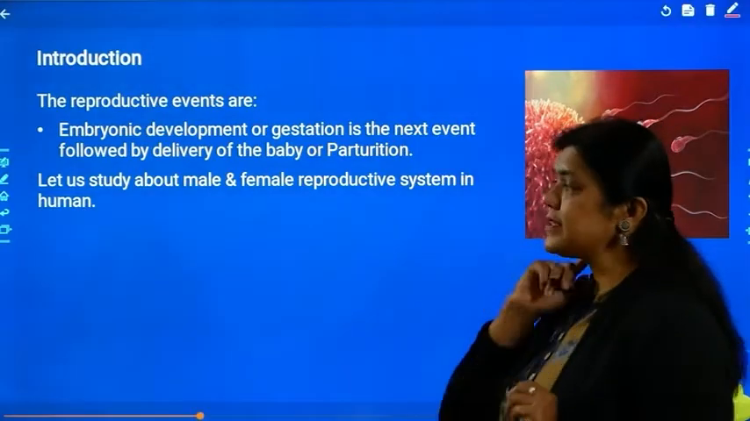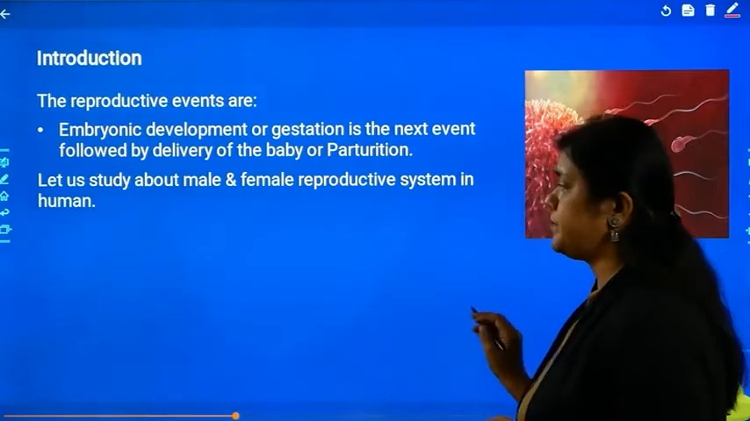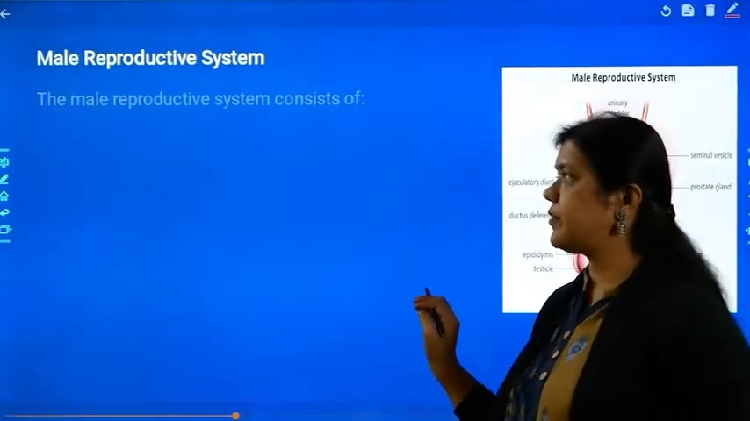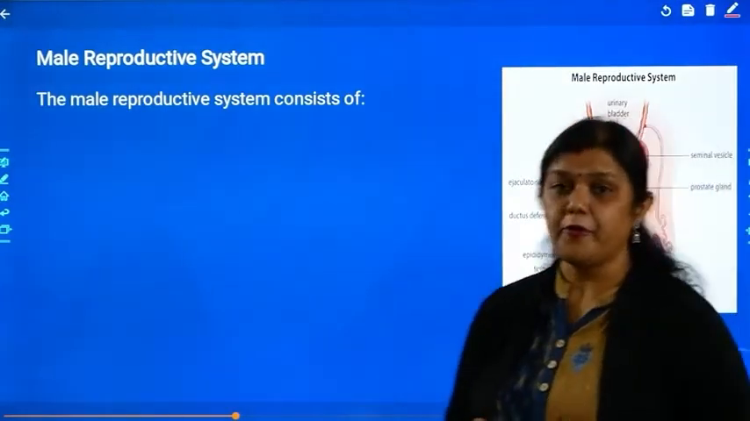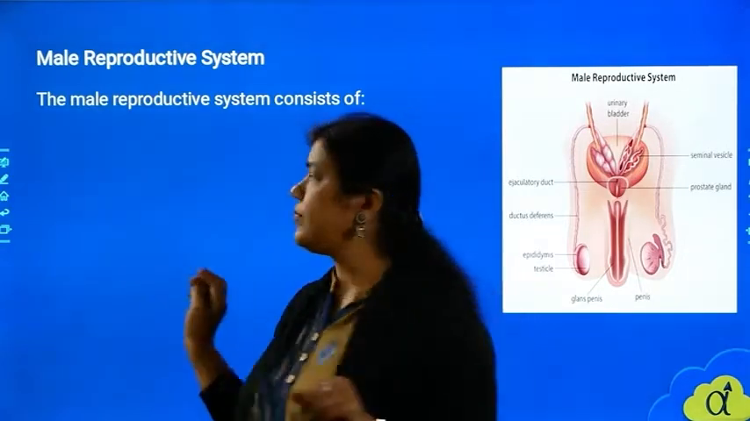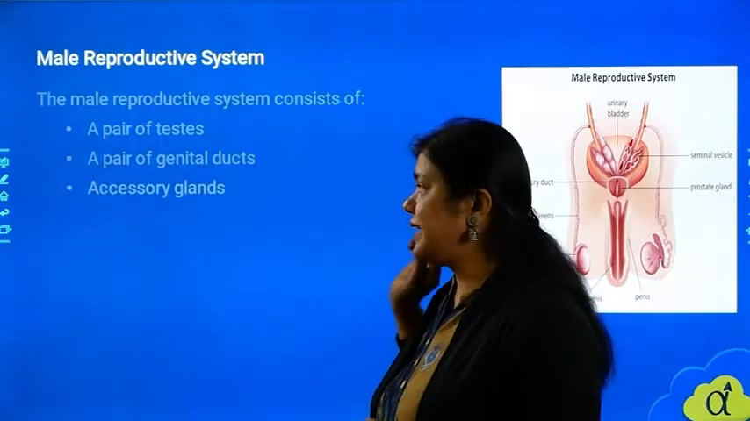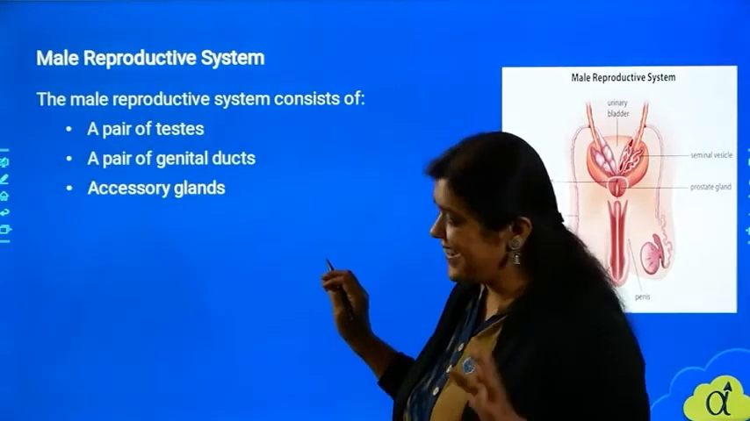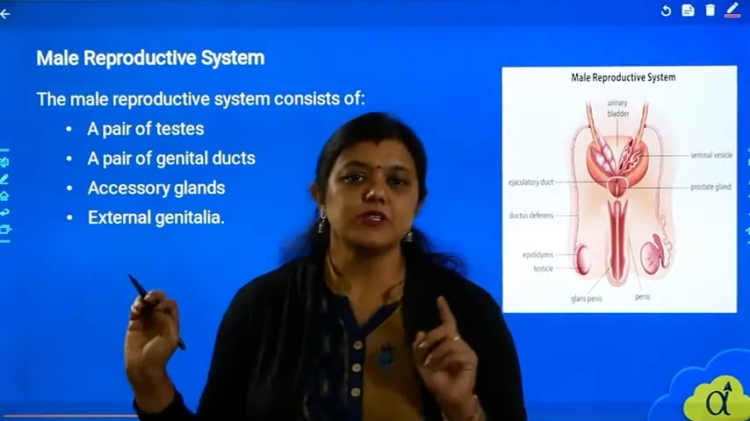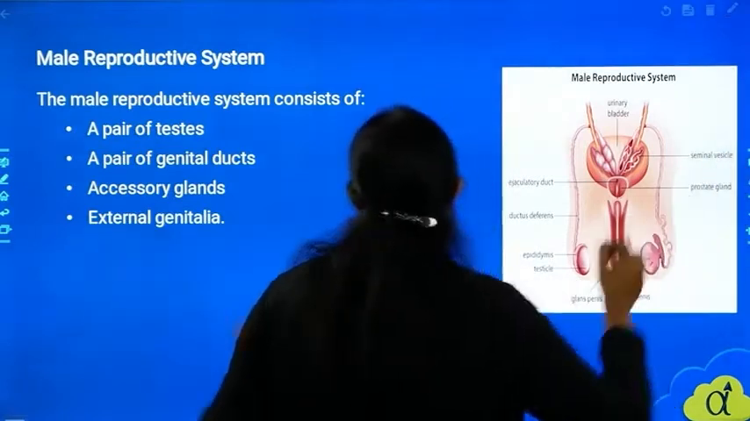Okay. Now let us study the male and female reproductive system in case of human. We'll start with the male reproductive system first. The male reproductive system, whose diagram is already over here, consists of a pair of testes, a pair of genital tract ducts, accessory glands, and external genitalia. These are the 4 important parts that you are supposed to remember.